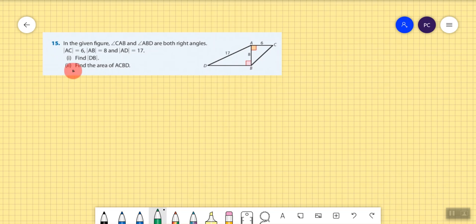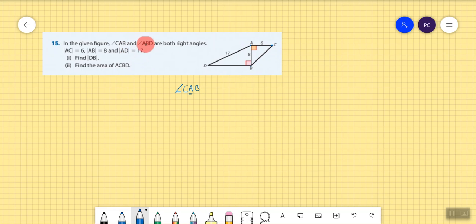Okay, we'll have a look at this question. So in the given figure, so this is our figure here, the angle CAB. Remember, an angle is always going to have three parts. So in this case, it's CAB, and the angle itself will always be on the middle point. Each of these letters represents a point. So we have the angle CAB, so we have point C, point A, and point B.